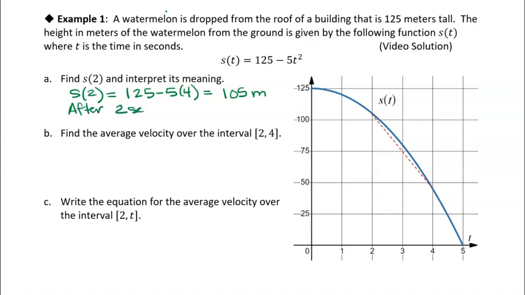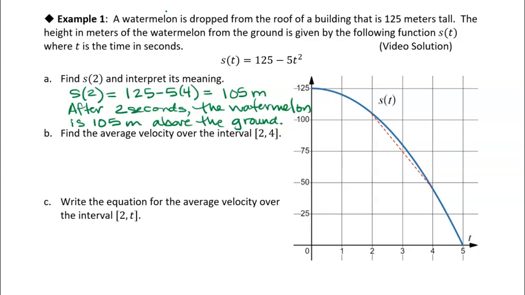2 seconds, the watermelon is 105 meters above the ground. Okay, that's the interpretation of that s of 2 equals 105. That's what it means.